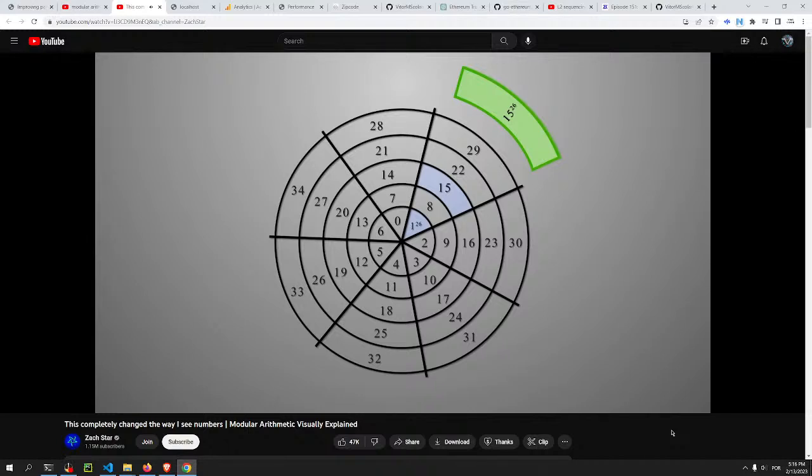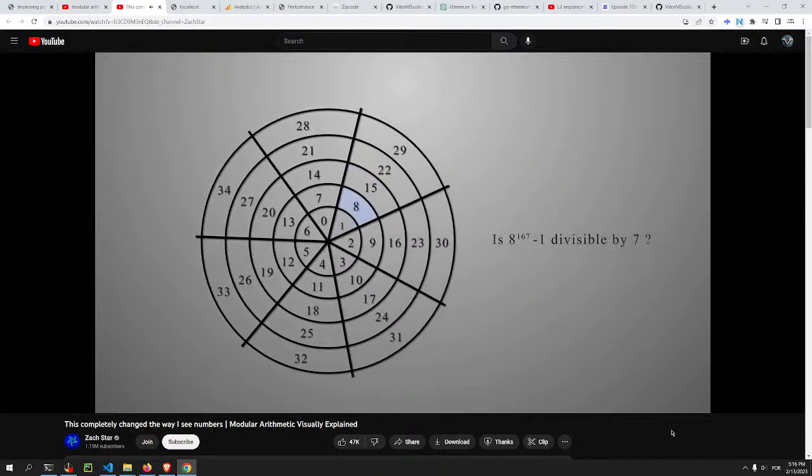So now in a matter of seconds, you can answer some seemingly tough questions that you may not have been able to do a minute ago. Like, is 8 to the 167th minus 1 divisible by 7? This is actually really easy to do. I don't know what 8 to the 167th is, but I know 1 to the 167th is 1.